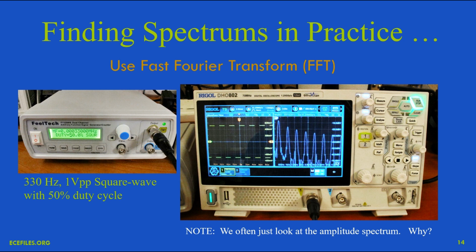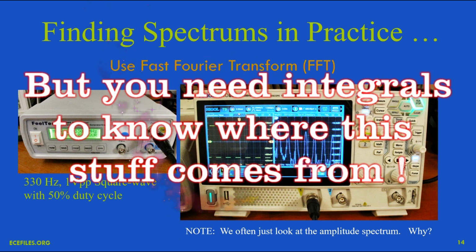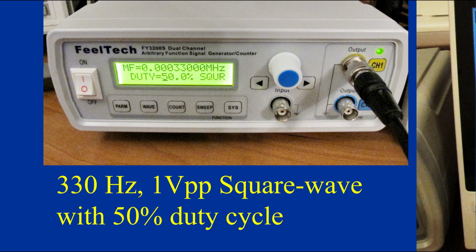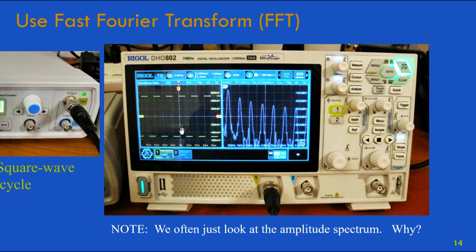Now, in practice, you don't do integrals very often. In practice, we typically use test equipment to figure this stuff out, or computer programs. Here, I set up a cheap signal generator that I have. It's at 0.00033 megahertz, which is 330 hertz. And it's a square wave with a 50% duty cycle, which seems kind of redundant because, right, a square wave should be square. Anyway, and here it is in our time domain and frequency domain displays.